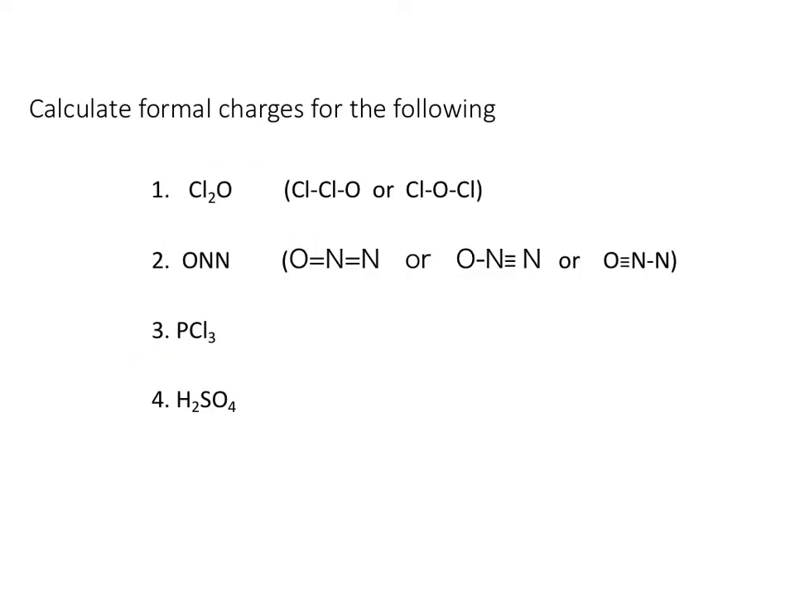So we want to calculate the formal charges for these. We'll start with Cl2O. It could be ClClO or it could be ClOCl. We do not know. So we're going to write out the structures of both and then calculate the formal charges. From that, we'll be able to decide which one is the most stable and which is the correct form that the molecule is in.